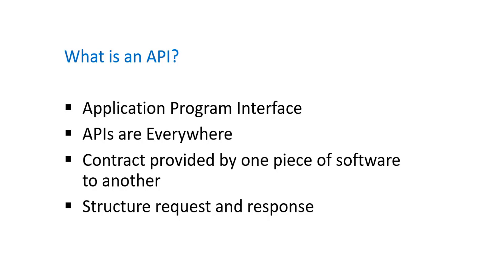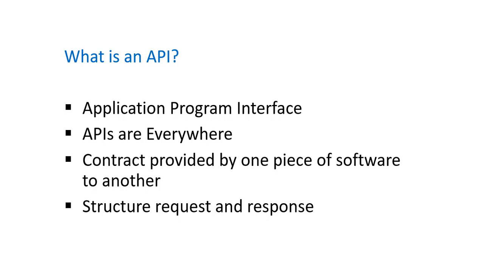There's an API in your smartphones or even in your refrigerators, so this is very generalized, but essentially an API is a contract provided by one piece of software to another piece of software, and it usually consists of a structured request and then a structured response. So one piece of software says give me this kind of information, or this information formatted in this way, and I'll give you this data or this function or whatever that response may be.